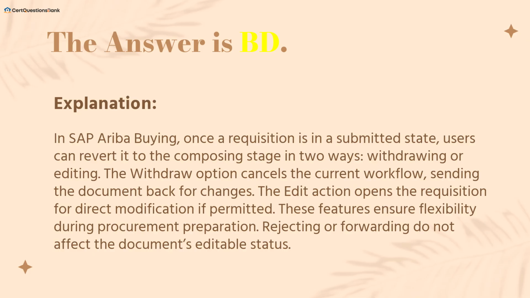In SAP Ariba buying, once a requisition is in a submitted state, users can revert it to the composing stage in two ways: withdrawing or editing. The withdraw option cancels the current workflow, sending the document back for changes. The edit action opens the requisition for direct modification if permitted. These features ensure flexibility during procurement preparation. Rejecting or forwarding do not affect the document's editable status.